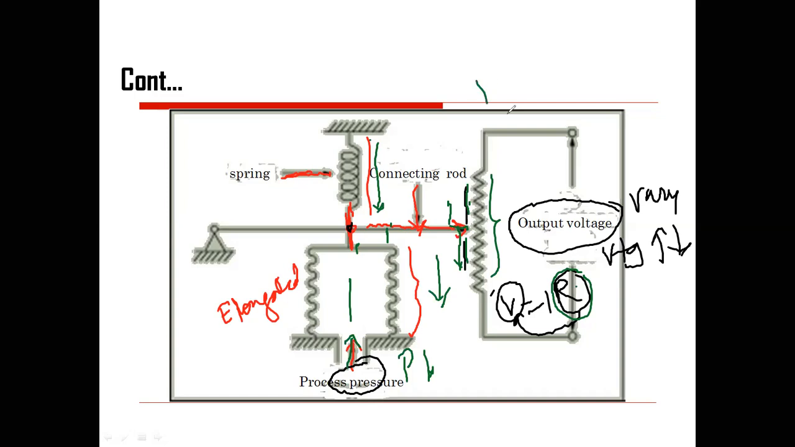So my voltage is calibrated in terms of pressure, because the input pressure causes the variation in the voltage, but this variation in the voltage is due to the variation in the resistance across the connecting rod. So this is one of the examples.